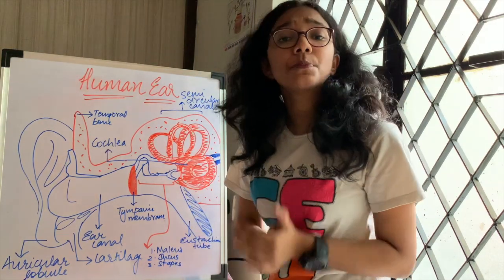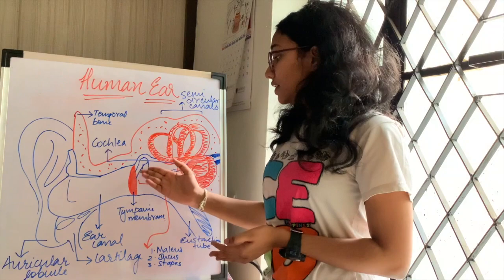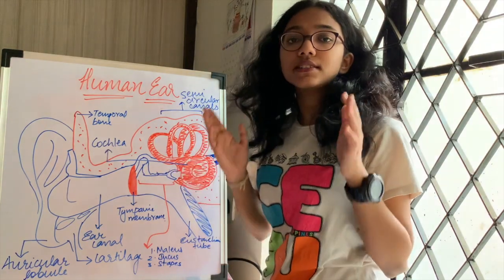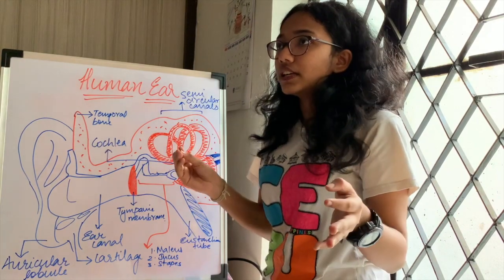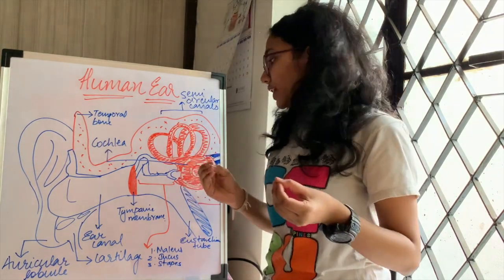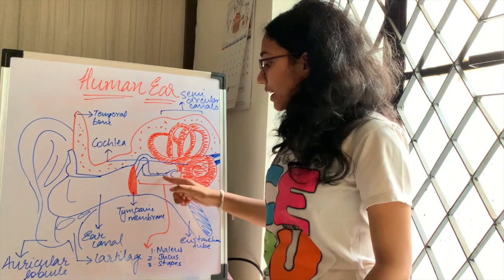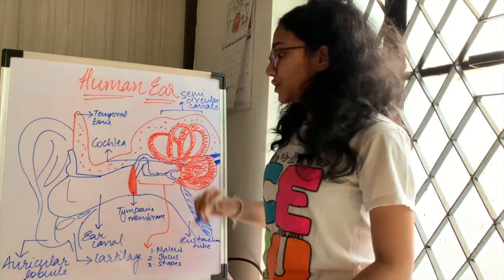Let's move on to the most important part of the middle ear. Those are the ear ossicles. Ear ossicles, also known as the bones of the ear. As we know, the ear contains one of the smallest bones in our body, which is known as stapes, right here. Let's talk about each of these bones.